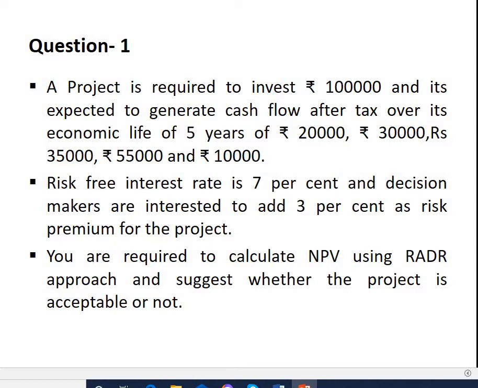The risk-free interest rate is 7%, that is the interest rate quoted on government securities, where you are not taking any risk and your principal and return are very safe. If you invest in government securities or a bank, you get 7% without taking any risk. Now in this project you are taking some risk, so you need to add 3% as risk premium and then discount. You are required to calculate NPV, net present value, using the RADR approach and suggest whether the project is acceptable or not.